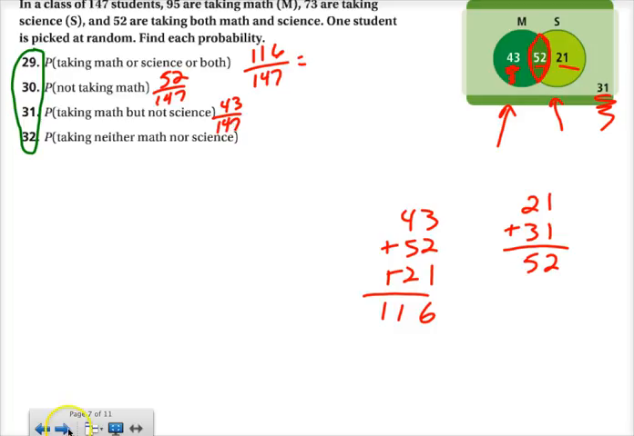And then 32 says the probability that they're taking neither math nor science. And like I said, these are the pathetic people that are going to be undereducated for everything out there in the real world. That's 31. So 31 out of 147. So Venn diagrams work really nicely for probability if you can figure out how to read them.